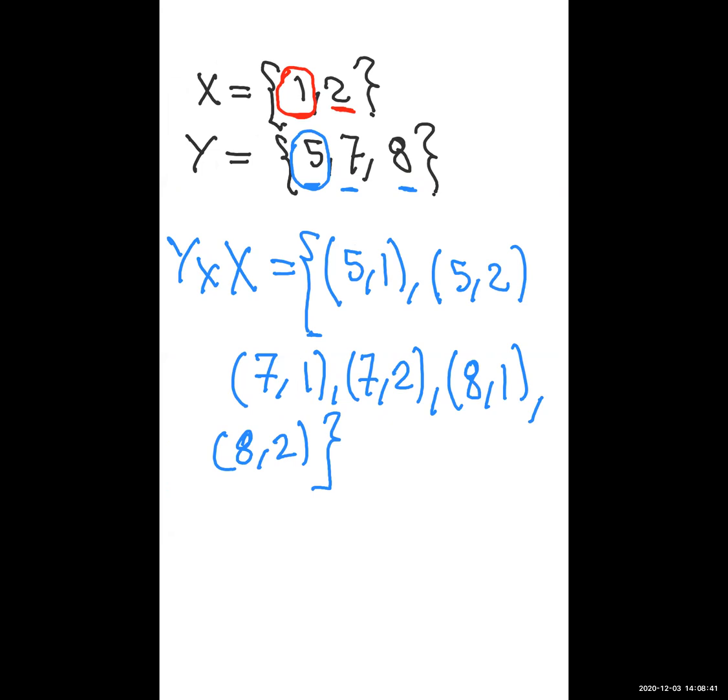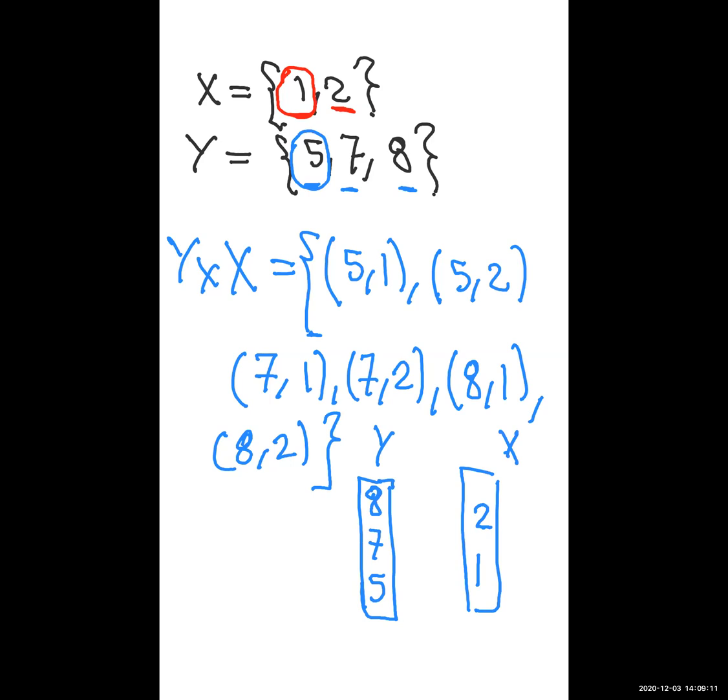How about the representation, okay, of that one, y cross x using arrow diagram? Actually, it will be very easy. This one is y, the set of y, and this one, the set of x. What are the elements of y? 5 and 7 and 8. And what about the elements of x? It's 1 and 2.